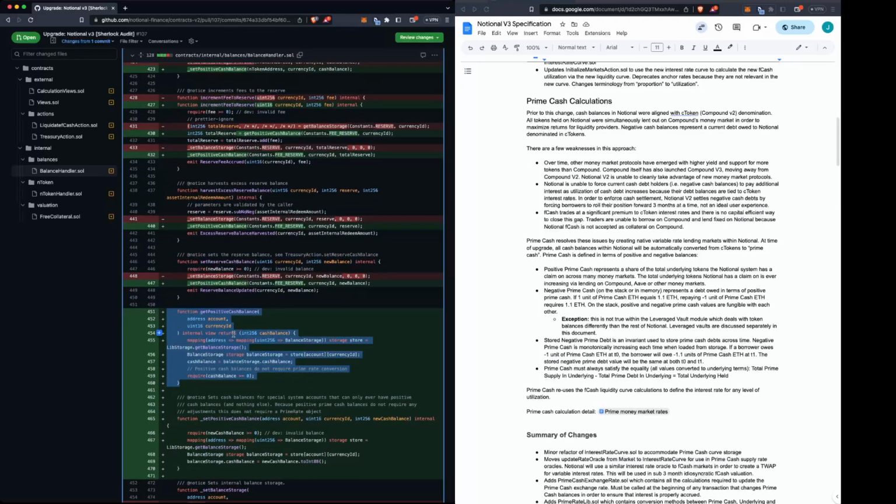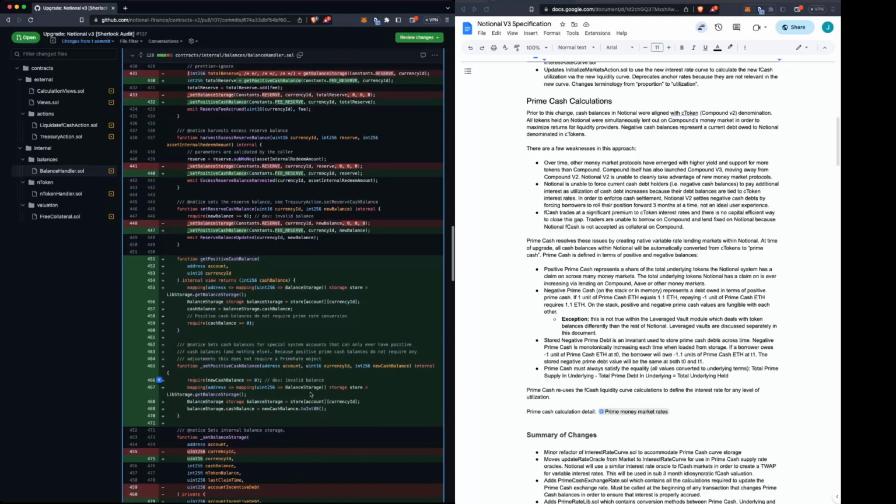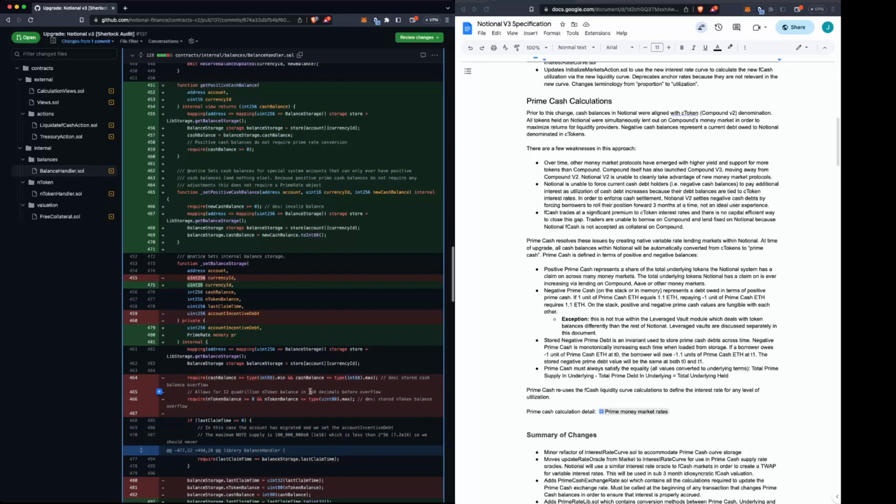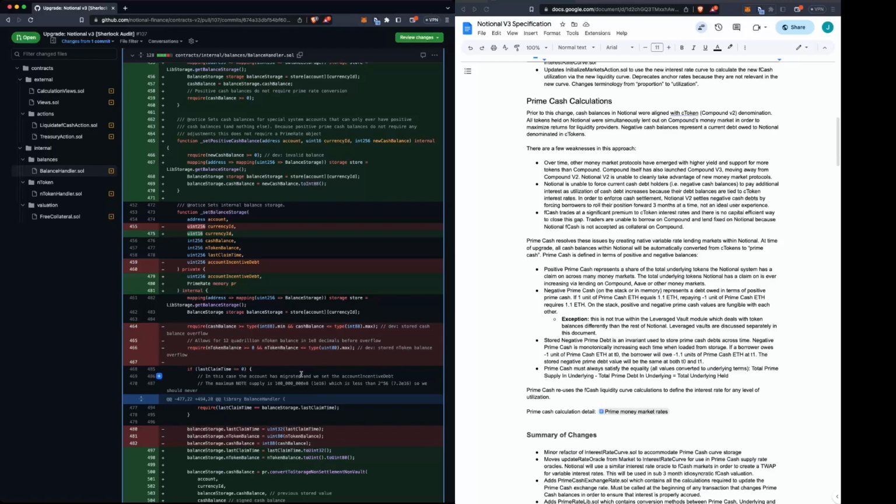So setting positive cash balances is very simple. You just write to storage here. Nothing too novel there.